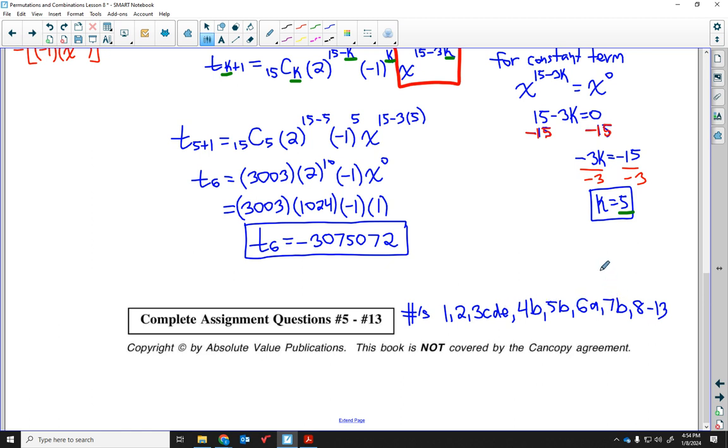And that is the end of the unit on permutations and combinations.